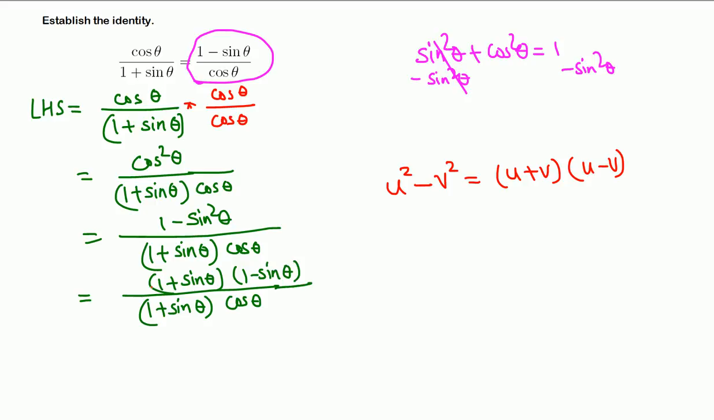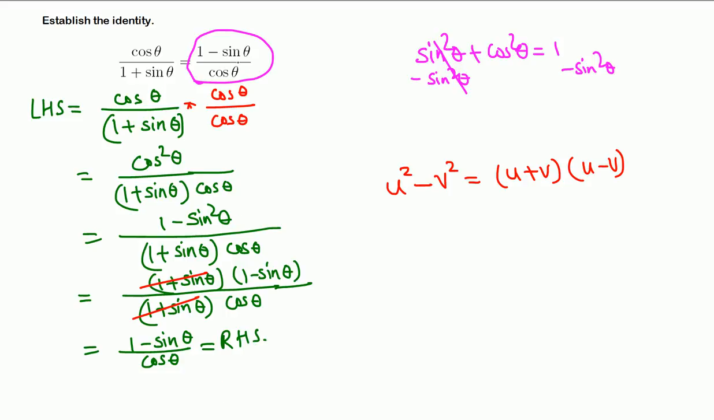Now, as a block, 1 plus sine cancels. We are not cancelling just the 1; it's the whole 1 plus sine and 1 plus sine. That leaves 1 minus sine theta all over cosine theta. That is the right-hand side.